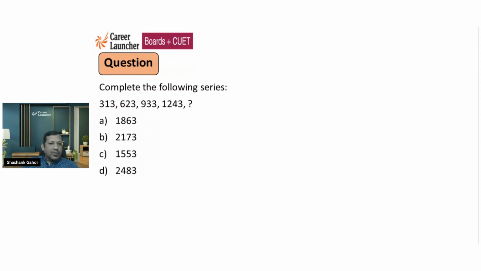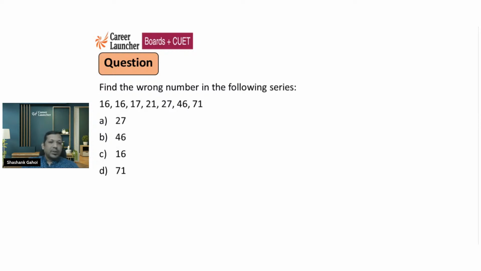Okay, now this one, complete the following series. So the same thing we are going to do. The difference here is going to be 310. Again, what is the difference here? 310. Again, what is the difference here? 310. Then what should the difference be? That should be 310. So which should be my next number? That is going to be 1553. That's going to be option C.